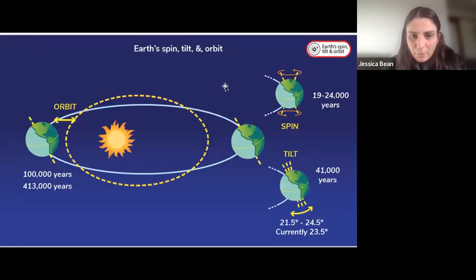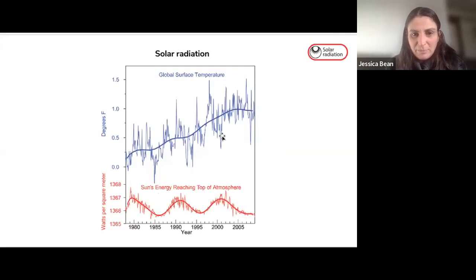So again, lots of supporting diagrams and information about what we mean by Earth's tilt and orbit. How does that change? Or what do we mean by solar radiation? We have these 11-year sunspot cycles. This is watts reaching the top of Earth's atmosphere. But regardless of these solar cycles that we experience today, we still see Earth's global surface temperatures rising, right? So that cannot be explained by sunspots or solar activity alone.